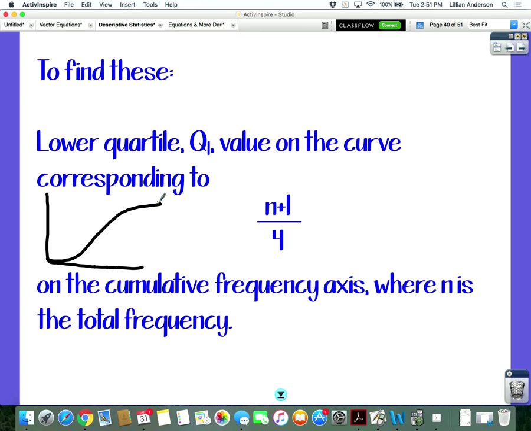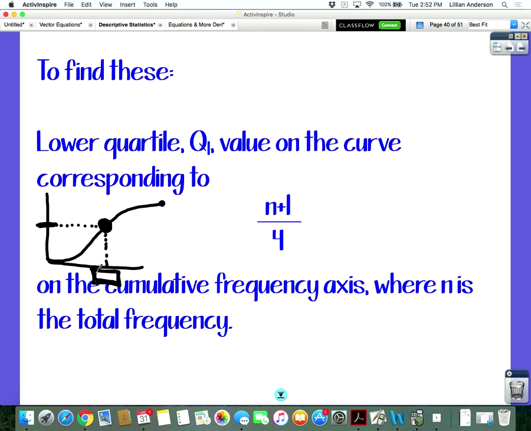So on whatever your curve is, and whatever your total frequency is, you'll plug that in. You'll get a number. You'll see where it corresponds on your y-axis. And wherever it hits your curve, this value is the value that represents your lower quartile. Okay? That's how you use that formula. It doesn't tell you exactly what the lower quartile is, it just tells you where to find it on your curve.